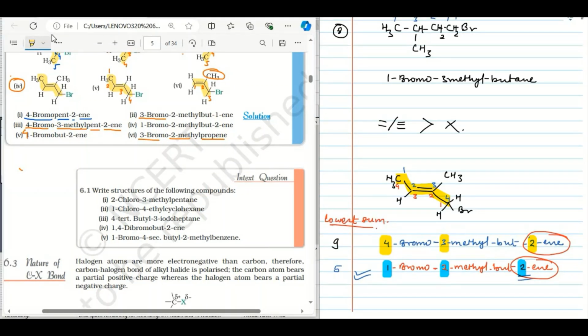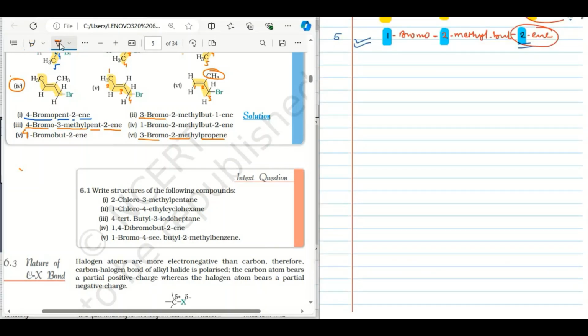Now let's solve this question. Write the structure of the following compounds. So let's draw it. First of all, identify the parent chain. So parent is pentane, that means it is a 5 carbon long chain. Methyl is the substituent and chloro is the functional group.